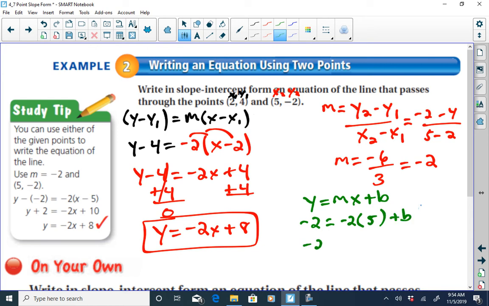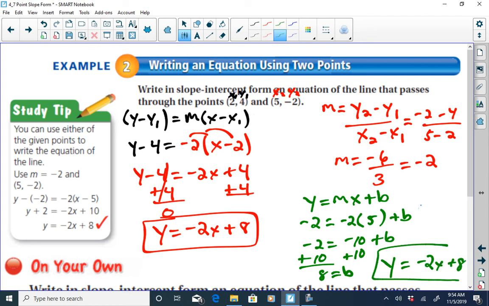So we get negative 2 is equal to negative 2 times 5. That's going to be negative 10 plus b. Solve that equation for b by adding 10 to both sides of the equation, right? And I get 8 is equal to b. So I have an m of negative 2, I have a b of 8, right? And that's what we see in this equation, right? Y is going to be equal to negative 2 times x plus 8, right?